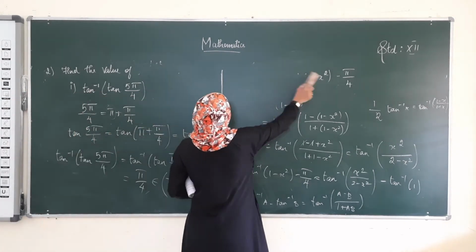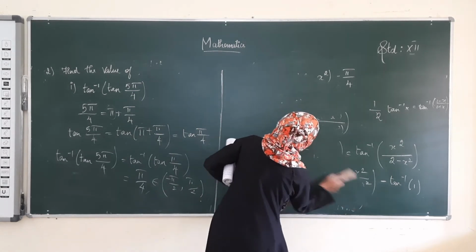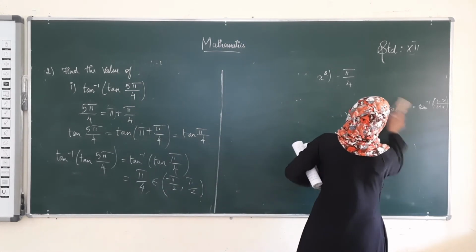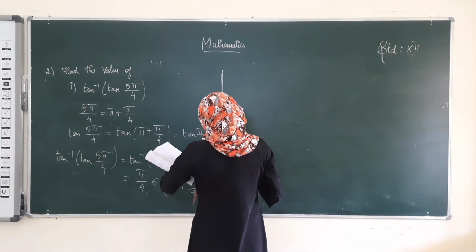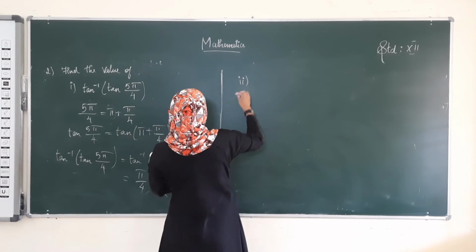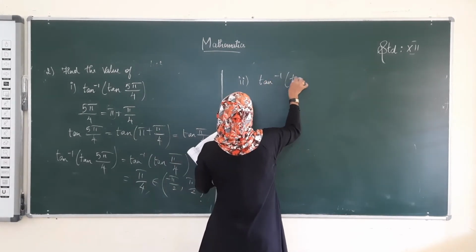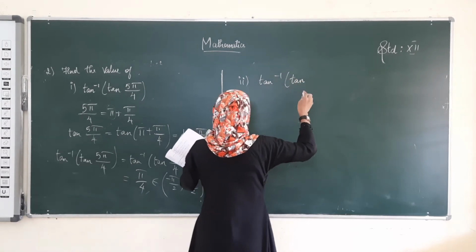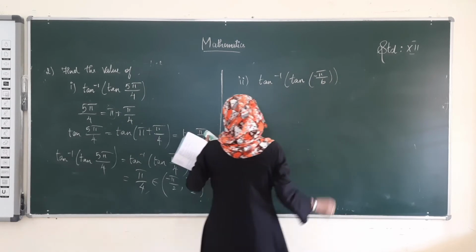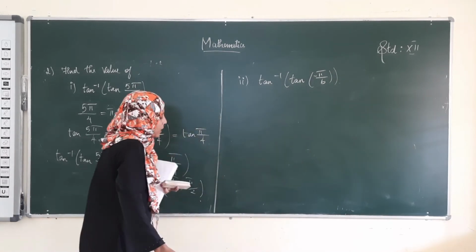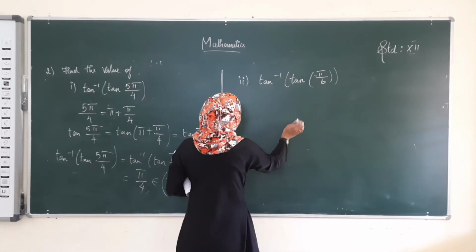Now let us move on to the second subdivision. What's the second subdivision? Tan inverse of tan of minus pi divided by 6. See here, you can do this in different formulas.